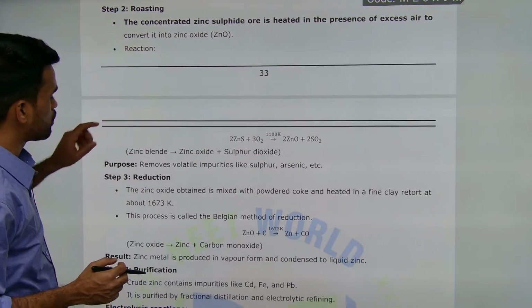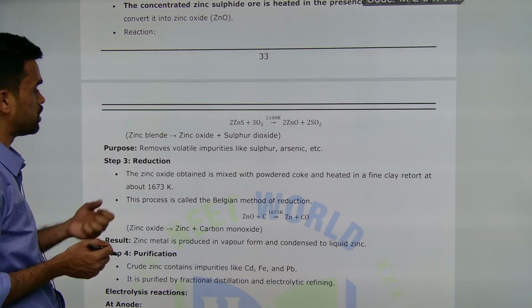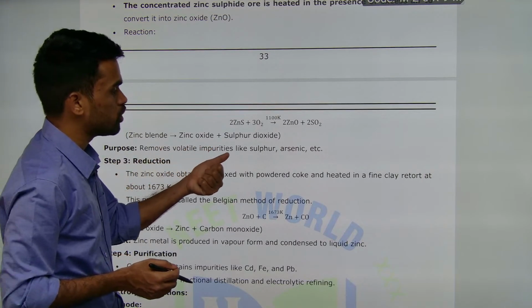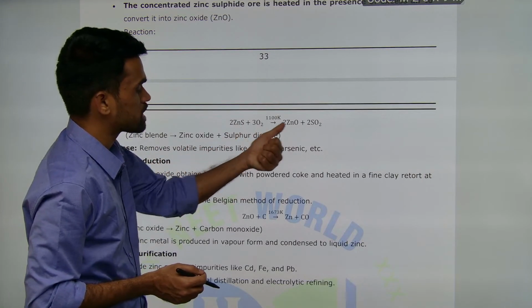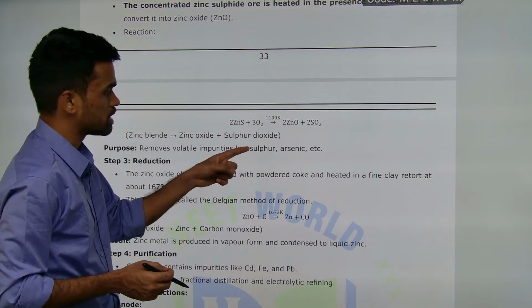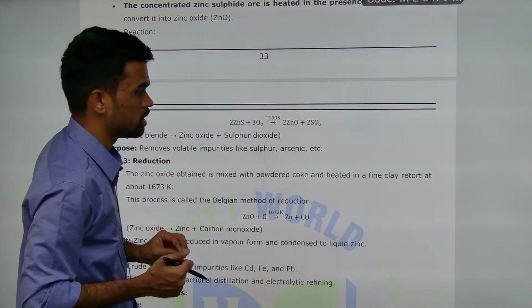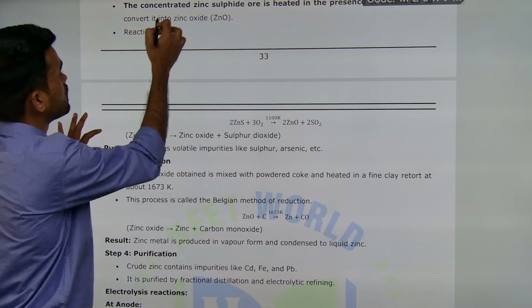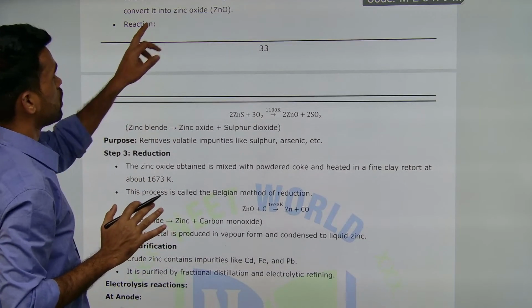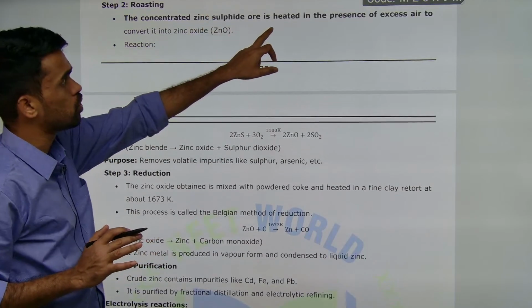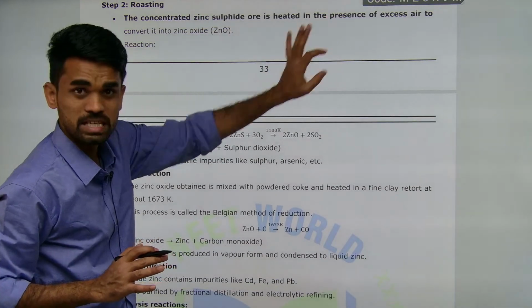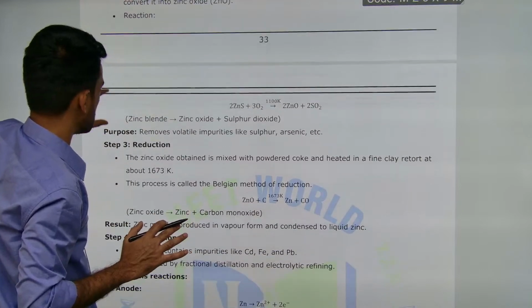Now what is the purpose of this method? It removes volatile impurities like sulfur. Sulfur is converted into sulfur dioxide, and similarly sulfur, arsenic, etc., whatever volatile impurities are there, can be removed in this process. The concentrated zinc sulfide ore is heated in presence of excess air, which removes volatile impurities.